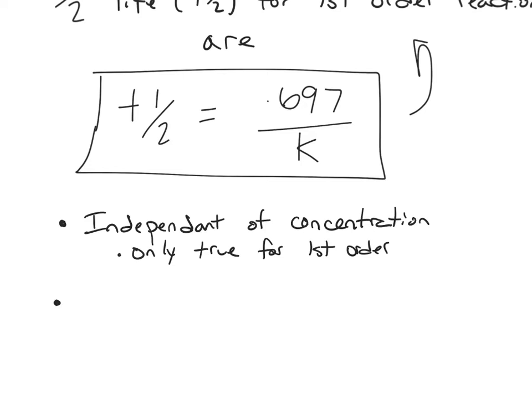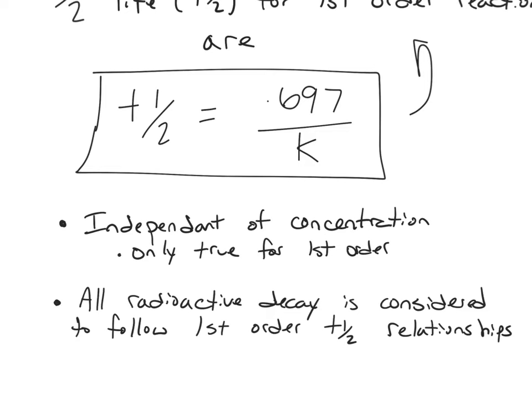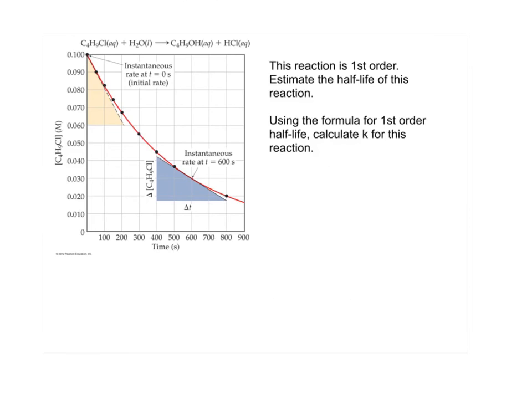And the last thing I want to talk about for first-order half-life is that it can be applied to all radioactive decay problems. So if you encounter a radioactive decay problem on the AP tests like you did in last year's test, 2018, my students weren't necessarily prepared to answer this because it wasn't clear to me, but it is now clear to me that all radioactive decay is considered to follow a first-order relationship for half-life.